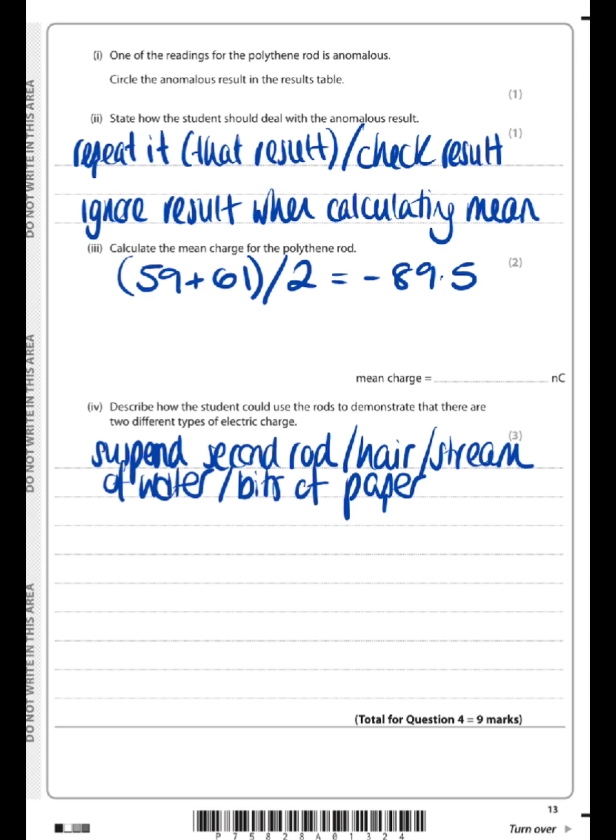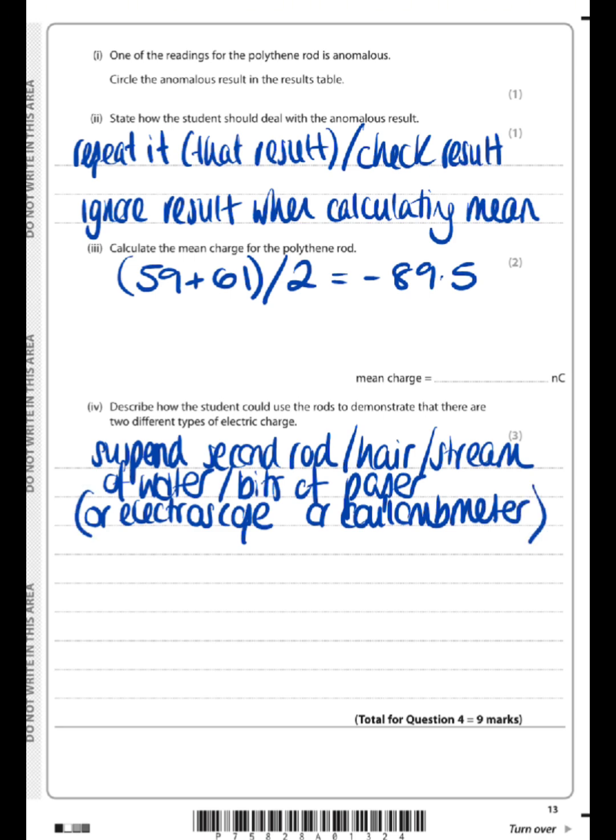You could, in fact, also use an electroscope. So if you're familiar with an electroscope, then you could use that. Or even a Coulomb meter. So a Coulomb meter is a device that measures charge. So there are a couple of other options, but they're less common in terms of what students tend to go for. So that gets you the first mark.